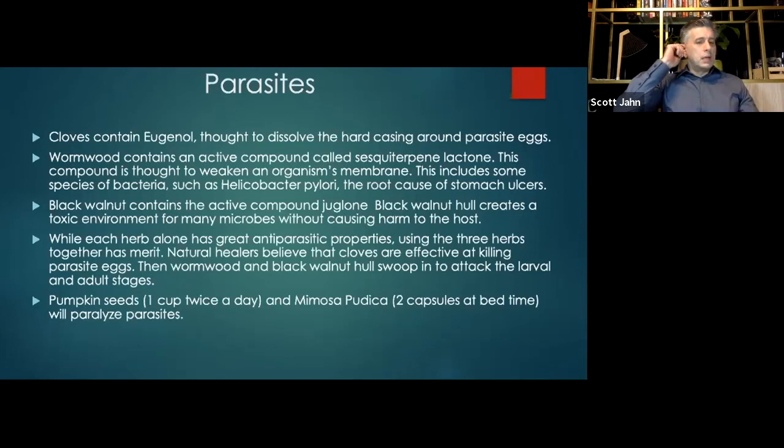And then finally, you can also take, I believe it's cod liver oil. But you have to freeze it, and it's kind of difficult to freeze. It takes probably like a week to freeze, from what I understand, because it's very viscous. But when you freeze it, it gets lower in the intestines. And if you take the pumpkin seed, the mimosa pudica, and the frozen cod liver oil, it's supposed to be very effective at killing parasites as well.